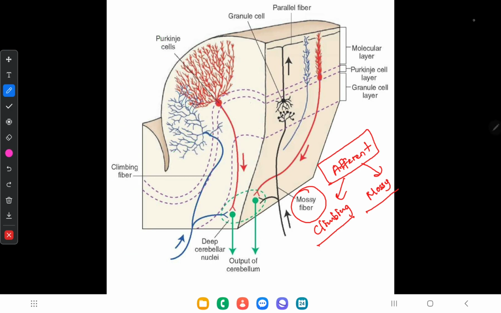Then mossy fibers. These mossy fibers are the terminal fibers of all other cerebellar afferent tracts. They exert a much more diffuse excitatory effect. One single mossy fiber can stimulate thousands of Purkinje cells through granular cells.